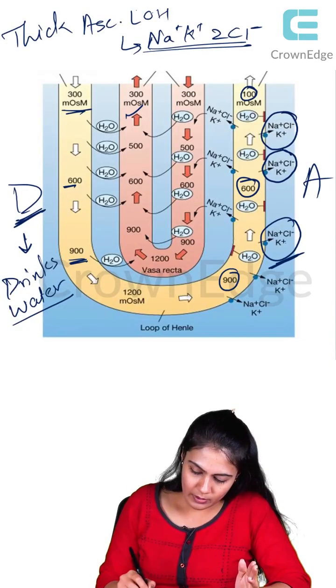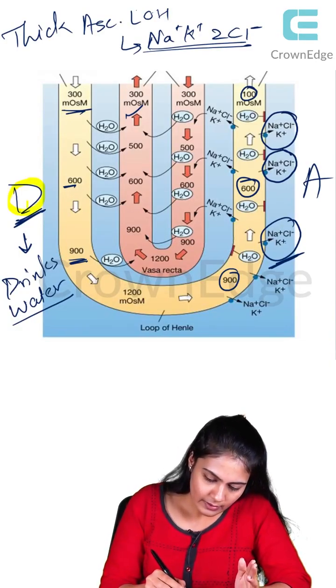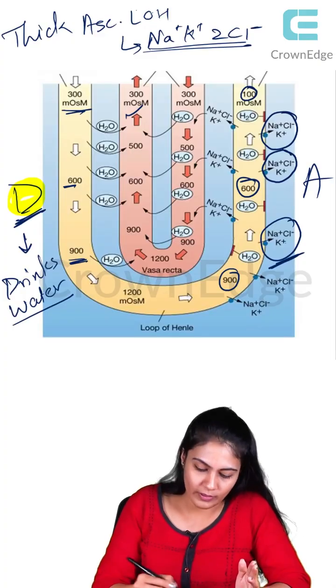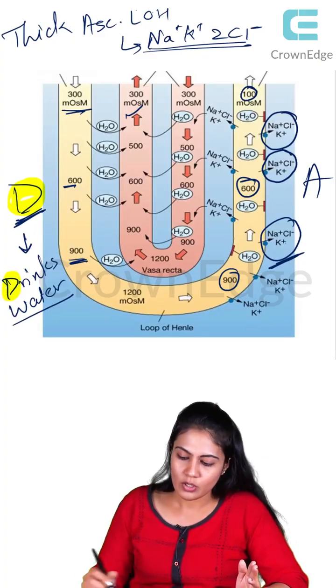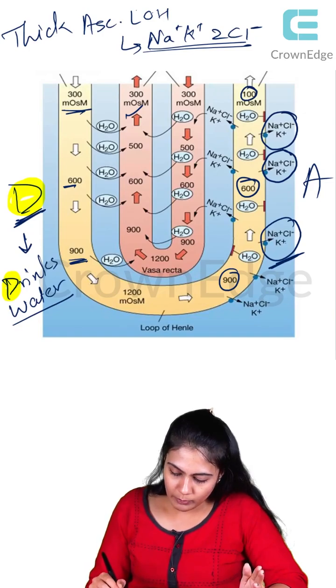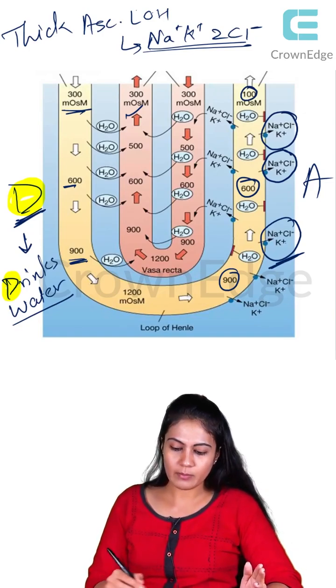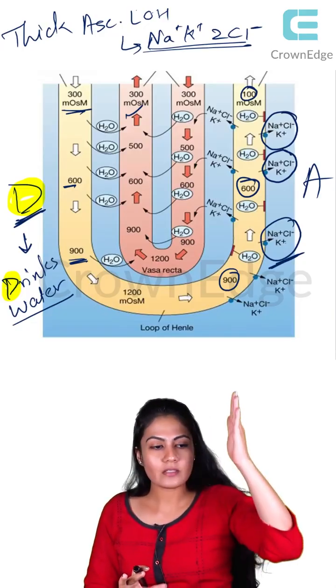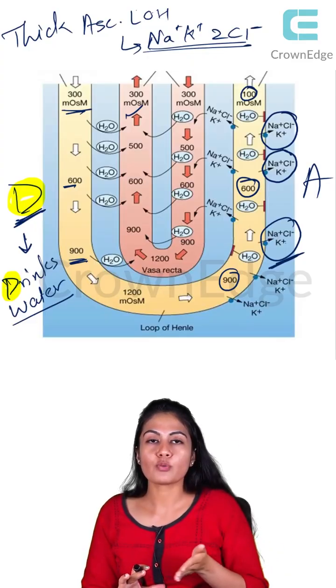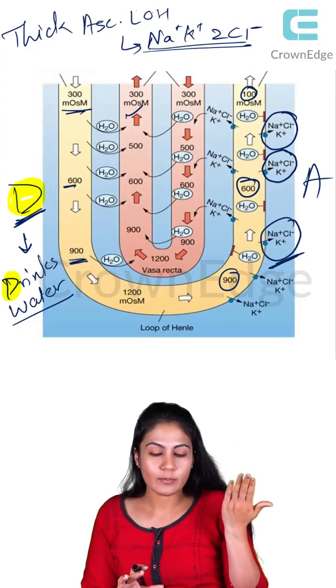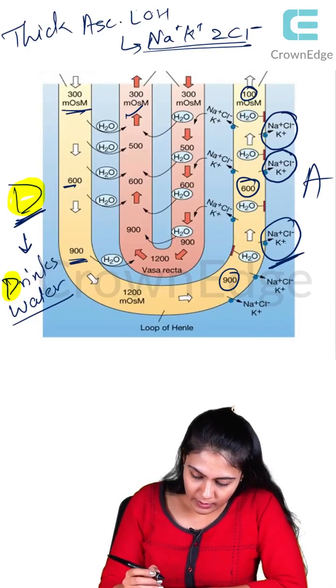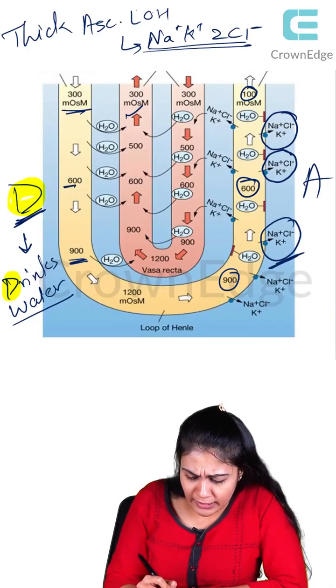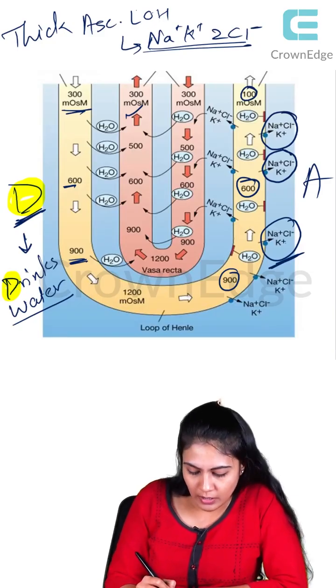So you can remember D for D: the descending limb of the loop of Henle drinks water. What do I mean by that? The descending limb of the loop of Henle is permeable only for water, not for solutes. So as it goes down, much more water gets reabsorbed. But over here, you can see that it is not placed into this interstitial fluid.